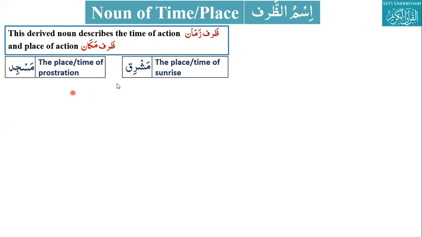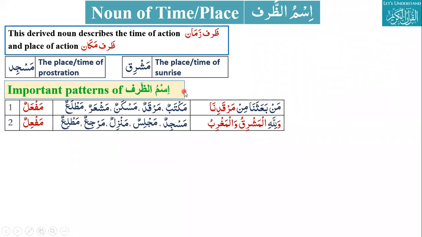There are some patterns in which these fall. The important patterns of ism zarf are maf'alun or maf'alin. In the pattern of maf'alun, the words are maktabun, marqadun, maskanun, mash'arun, matla'un, or you can say maktab, marqad, maskan, mash'ar, matla'. The other pattern is maf'il, like masjid, majlis, manzil, marji', matli'. These are the most important patterns of ism zarf.